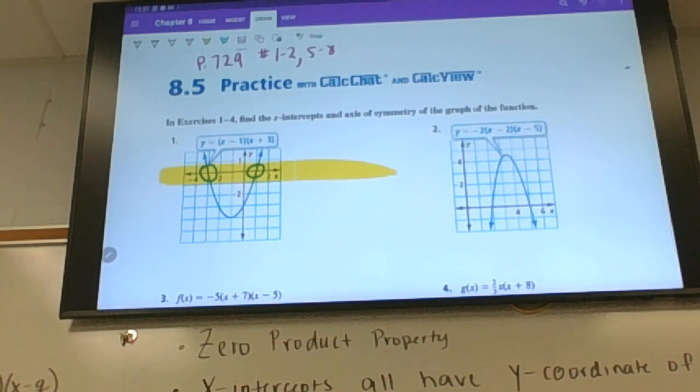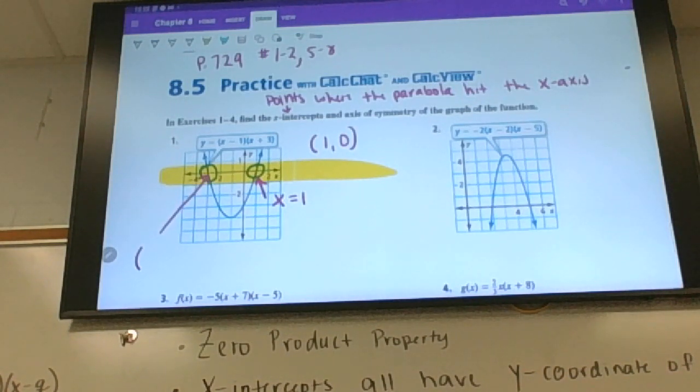Let me expand that description a little bit more. The points where the parabola hits the x-axis. So the yellow x-axis is highlighted. What are those points? Well, this one is at positive 1. X equals 1 right there. So I have one at (1, 0). And I have another one at (-3, 0). And those are your intercepts.